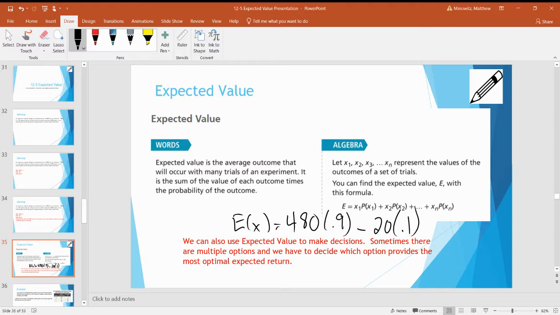Sometimes I want to know what's the best option, how to make the most profit. What profit am I going to make? Expected value takes probability and does all of that for us in a theoretical sense. Here's another example.